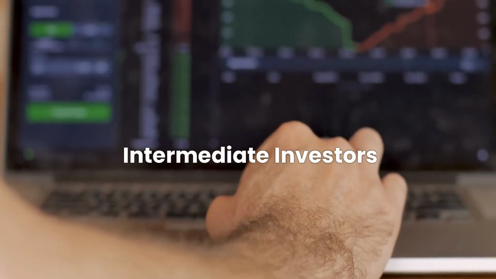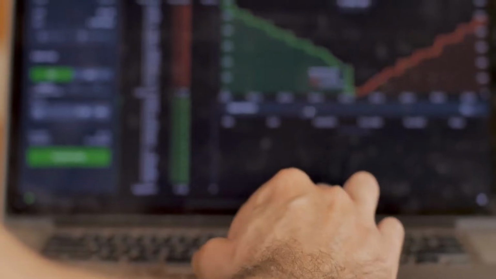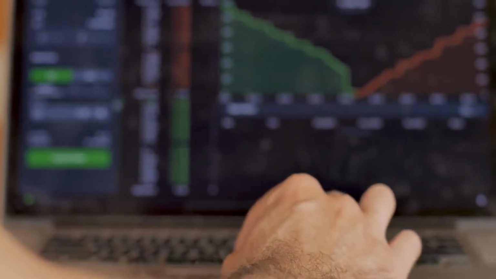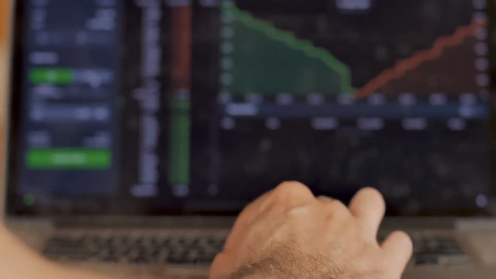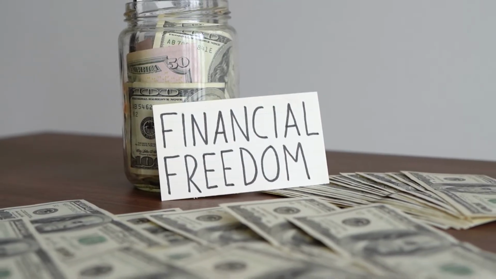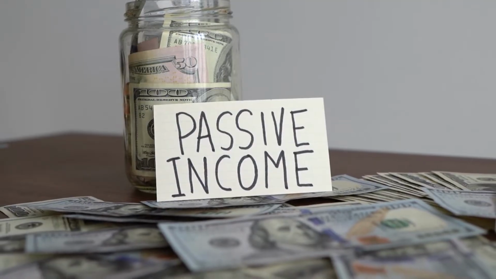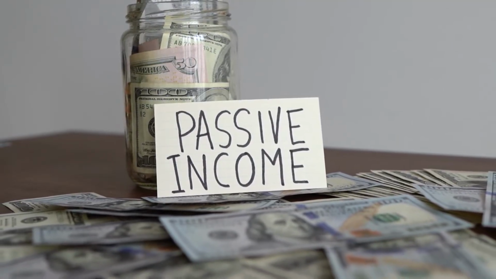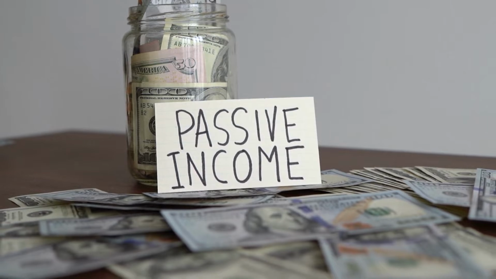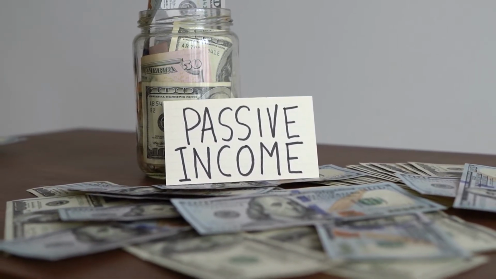Intermediate investors. For those with some knowledge of the stock market, the course offers advanced insights into optimizing and diversifying your portfolio for better returns. And finally, this course is also ideal for anyone seeking financial freedom. If your goal is to generate a reliable stream of passive income and achieve financial independence, this course is designed to help you reach those milestones.